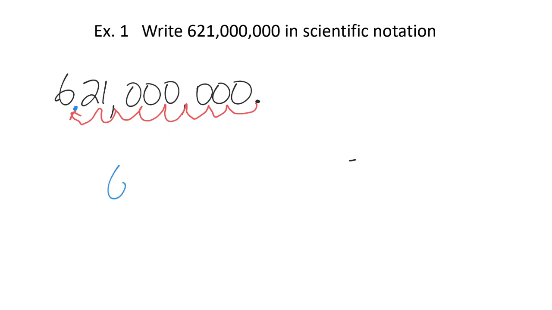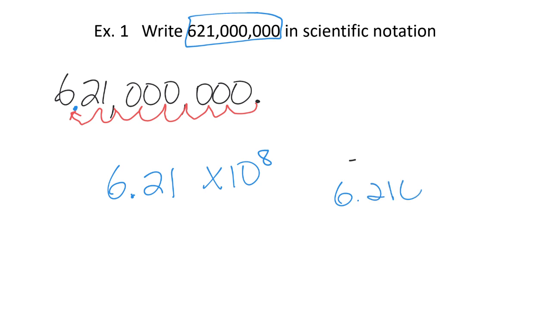So now this number is 6.21. And by the way, at this point we don't write down the other zeros. So it's 6.21 times 10 to the 8th. Because if you look at 621, this number only has 3 sig figs. Since there are only 3 significant digits, your scientific notation number can only have 3 sig figs. If I were to write 6.210, that's 4, so you can't do that. We have to have 3 sig figs.